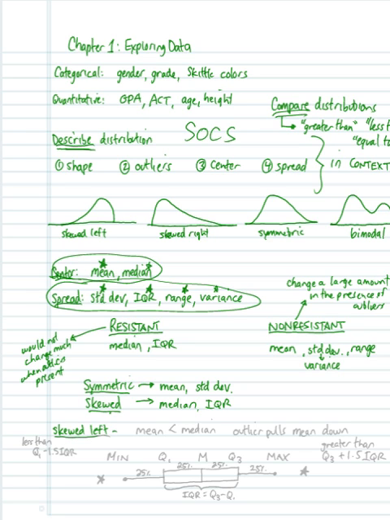On the other hand, let's say you had a value way up here on the right, and you wanted to decide if it was an outlier. Well, to check that one, you're going to go Q3 plus 1.5 IQR. And anything that is greater than that would be considered an outlier. So there's your rules for testing for an outlier.